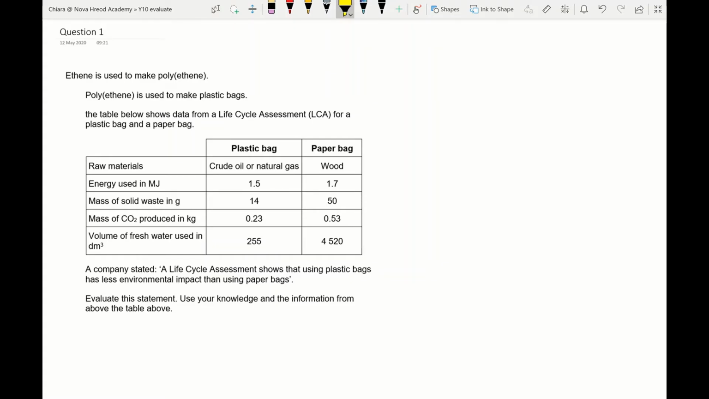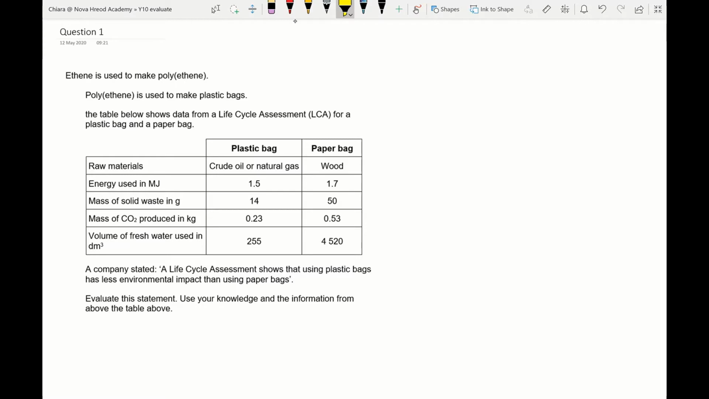Right. Okay, we're going to have a look at question 1. So let's read the question first. Ethene is used to make polyethylene, and polyethylene is used to make plastic bags. The table below shows data from a life cycle assessment for plastic bags and a paper bag. So this is the table that we are going to work with.